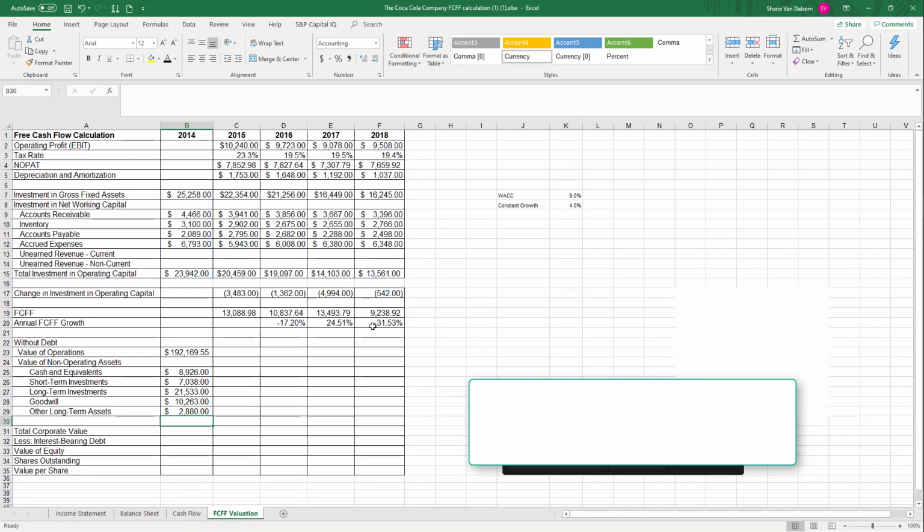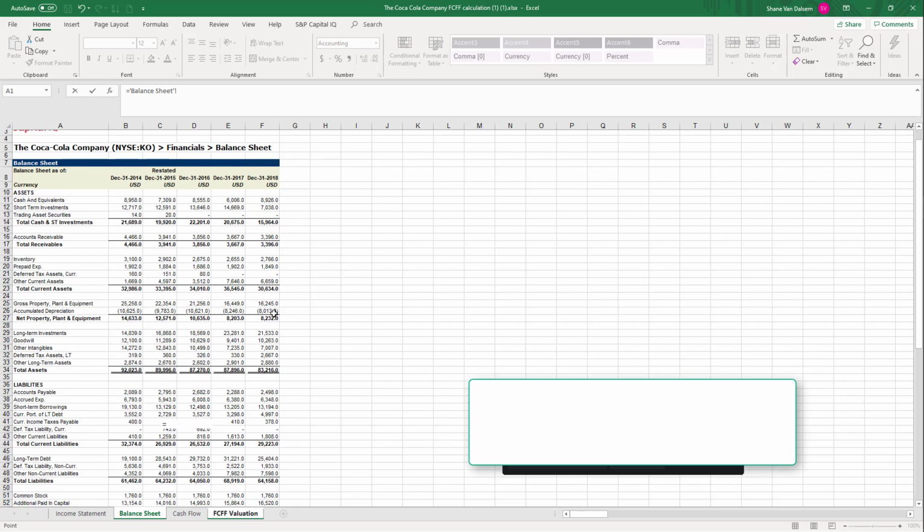So our total corporate value, the total firm value, is going to be equal to the value of operations plus the value of non-operating assets. Okay. So then we want to take out the interest-bearing debt for the firm. So this is going to be equal to, and again, I'm going to go to the balance sheet and the most recent year.